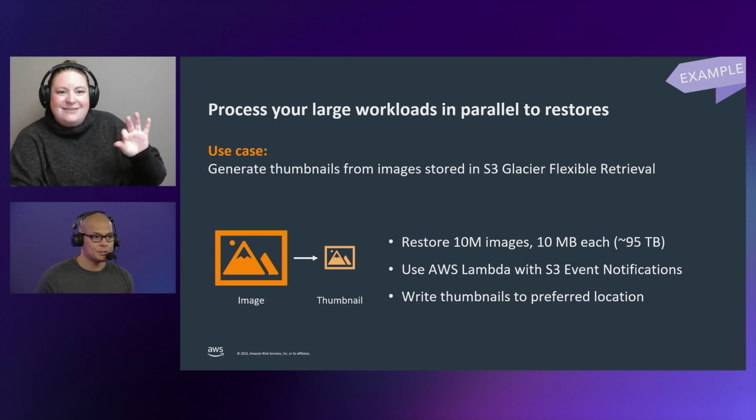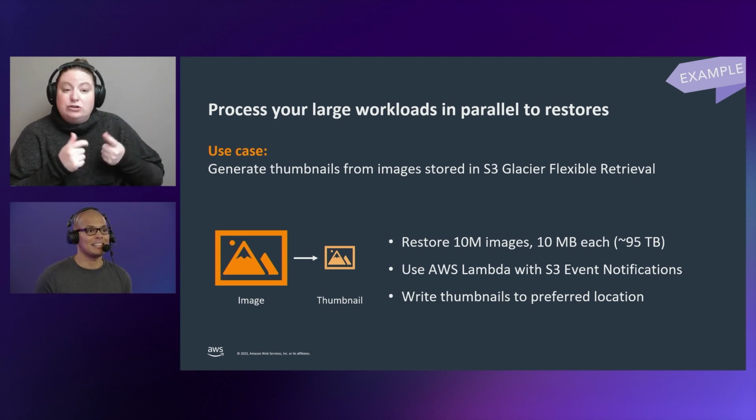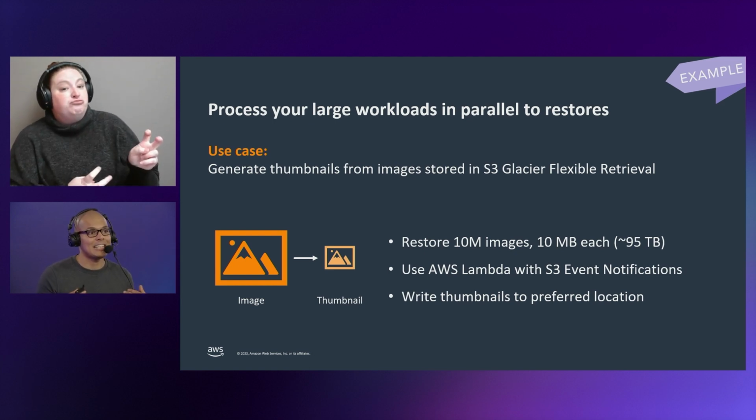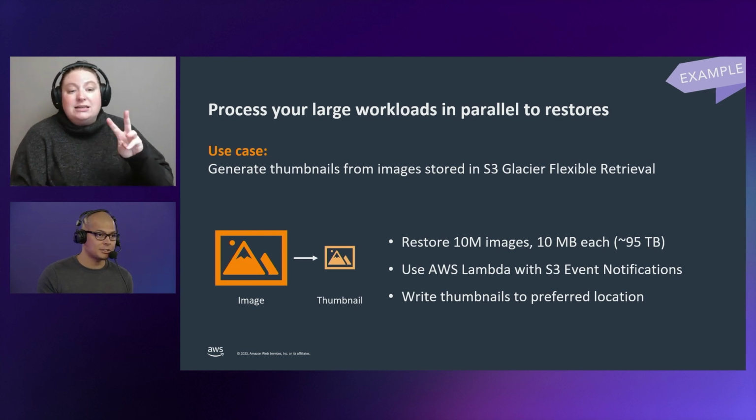In the first step, you would specify all your objects in an S3 batch operations restore job and kick off your job via the standard retrieval tier. Your restores would automatically start within minutes. Now, you could run another batch job with AWS Lambda after all your restores have completed.